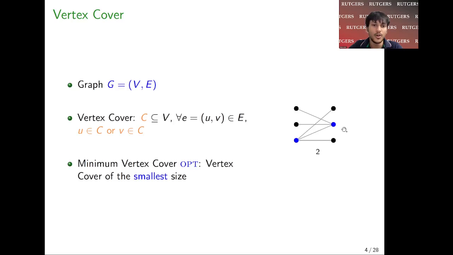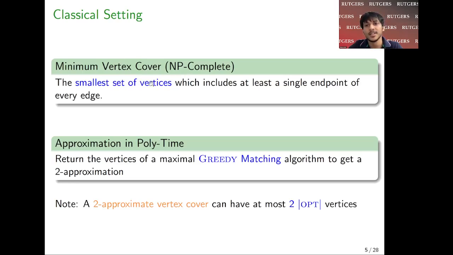Great. So now, how hard is this problem to solve? We know that in the classical setting, this problem is NP complete. But if you want an approximation, you can do it in polynomial time. Using this greedy matching algorithm, you can get a 2 approximation in polynomial time and even linear time. When I say a 2 approximate vertex cover, it still has to be a vertex cover. That means it has to cover all the edges, but it can have twice as many vertices as the optimal number. So if the optimal vertex cover has opt vertices, this can use 2 times opt vertices.